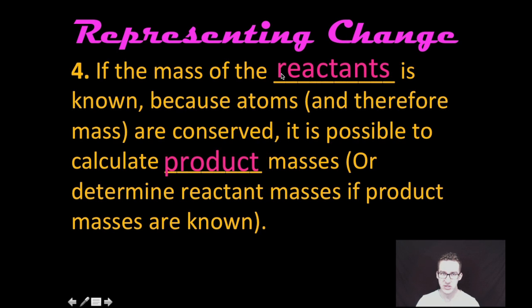Sort of an application here: if you know the mass of the reactant, because the atoms and therefore mass is conserved, you can also figure out what the product masses are, or vice versa. If you know the product masses, you can figure out the reactant masses. Law of conservation of mass, it's a good one.